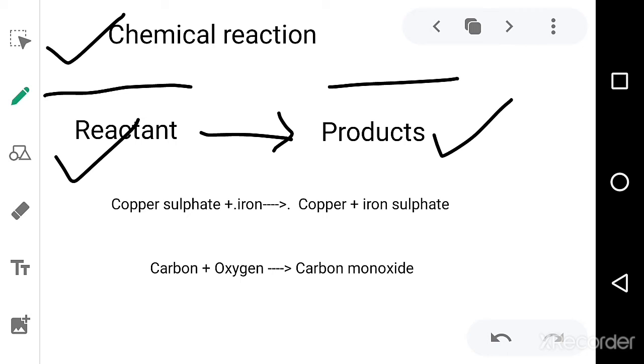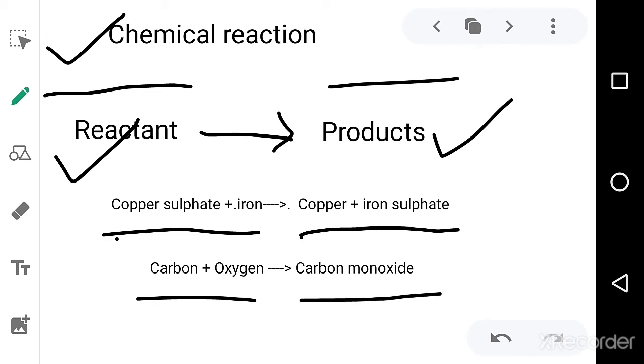So here you can see one example. Copper sulfate reacts with iron to form copper and iron sulfate. So reactants are copper sulfate and iron, and products are copper and iron sulfate. One more example. Here carbon and oxygen combine to form carbon monoxide. So carbon and oxygen are reactants and carbon monoxide is a product. So this we have written in word form.